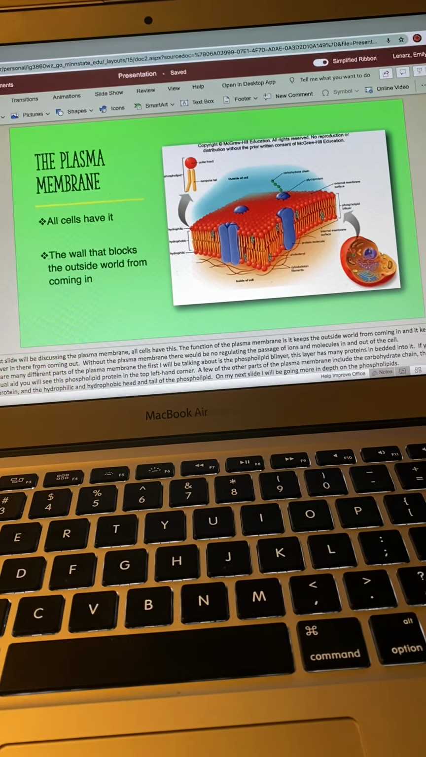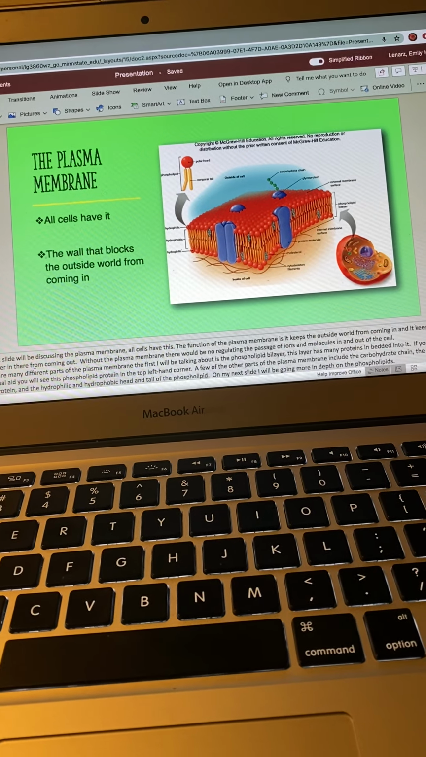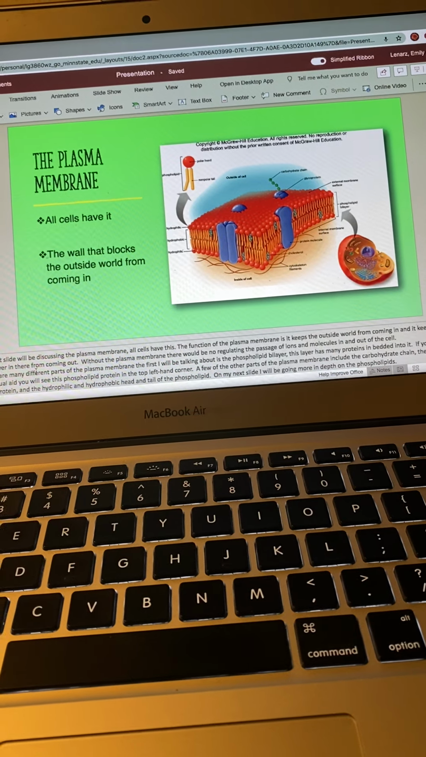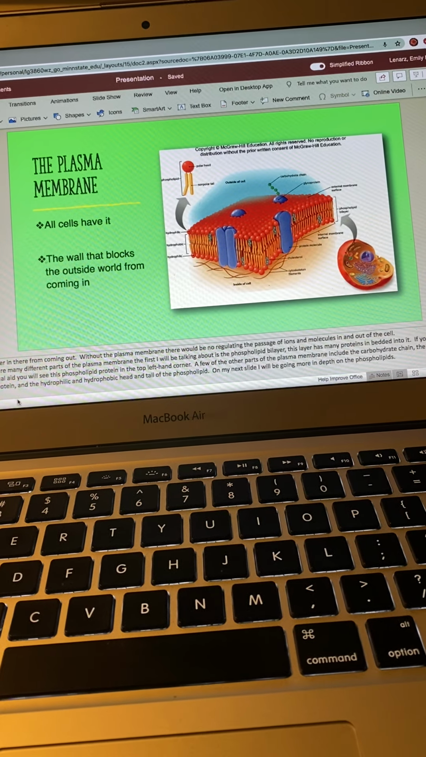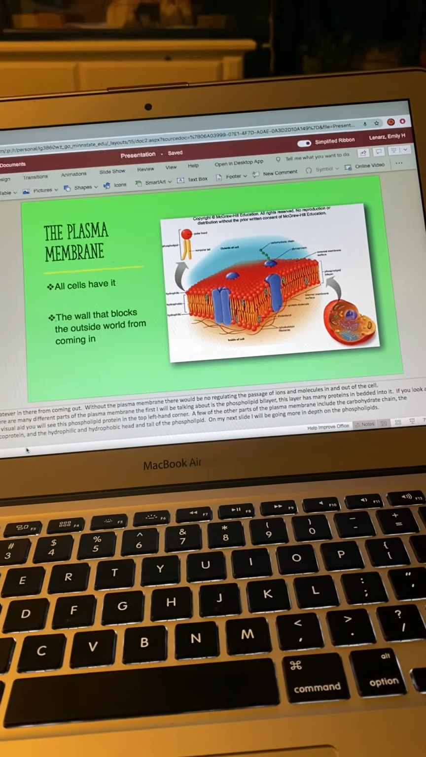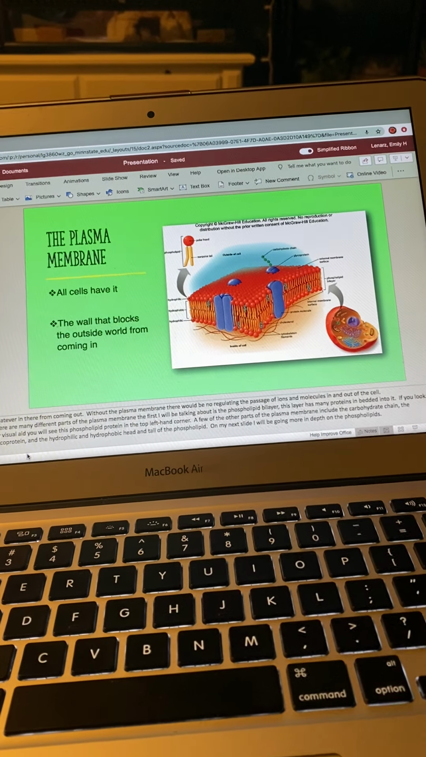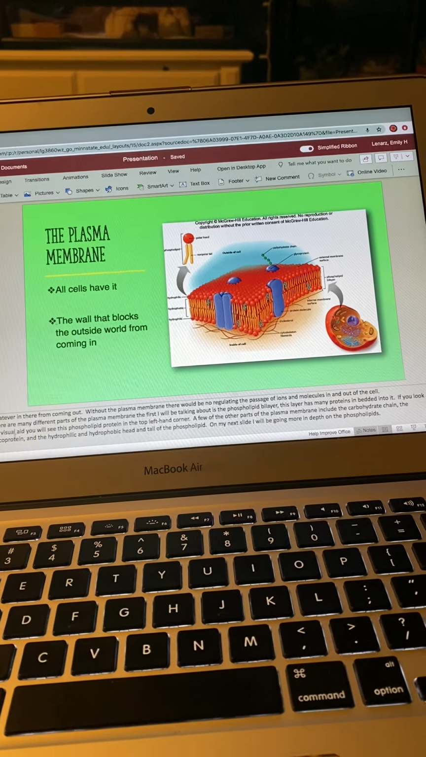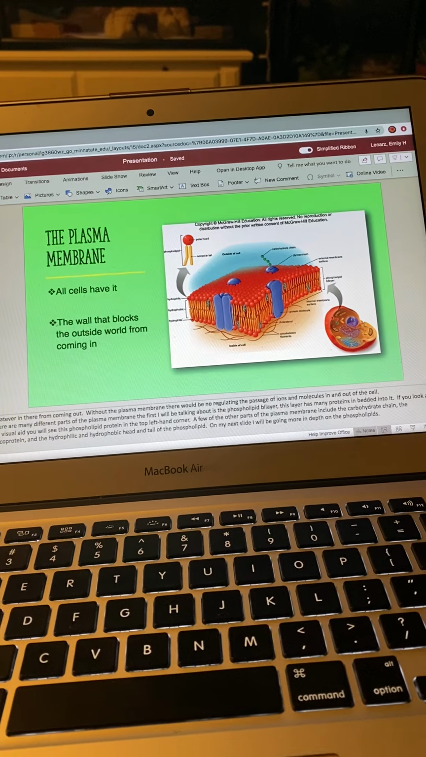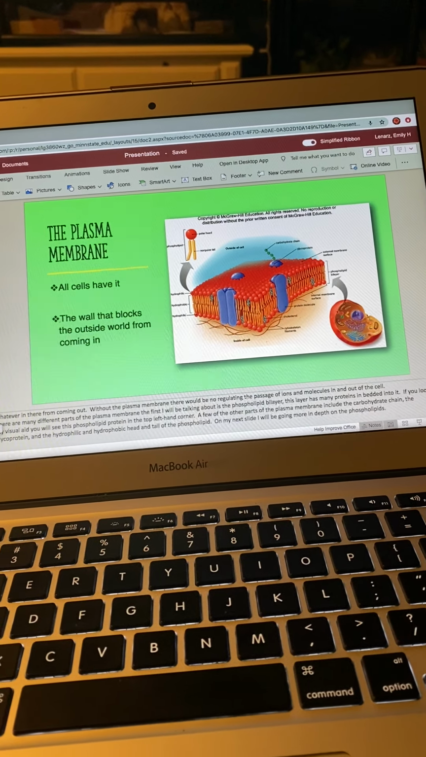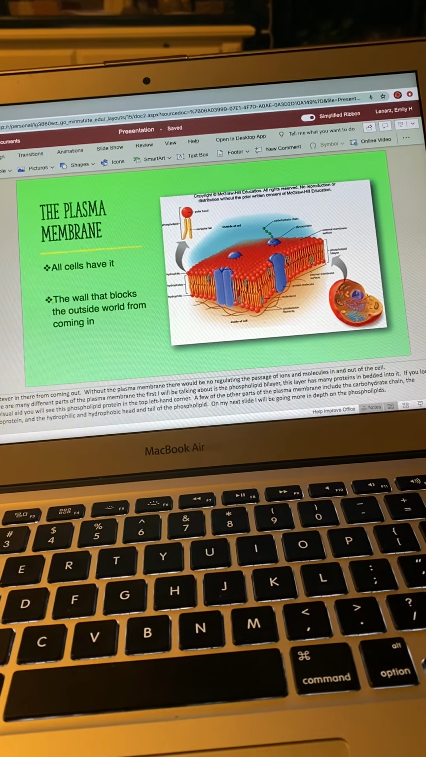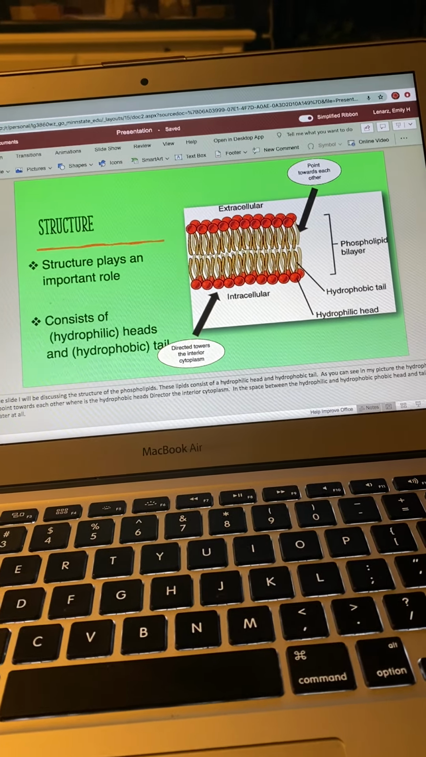The first I will be talking about is the phospholipid bilayer. This layer has many proteins embedded into it. If you look at my visual aid, you will see the phospholipid protein in the left-hand corner. A few of the other parts of the plasma membrane include the carbohydrate chain, the glycoprotein, and the hydrophilic head and hydrophobic tail of the phospholipid. On my next slide, I will be discussing more in depth on the phospholipids.